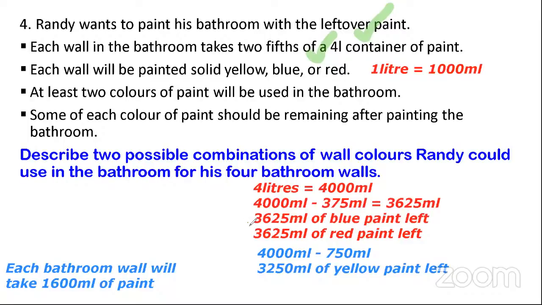See, we have this left for blue, this for red, and this for yellow. We have to look at the amount of paint that we have left so we know what we have to paint those walls. So can we get a painting? Can we paint? Can we get one wall to be painted out of the amount of blue paint left? We need to think about that.